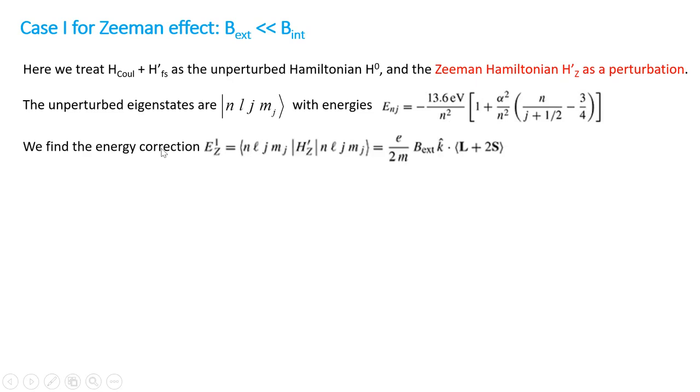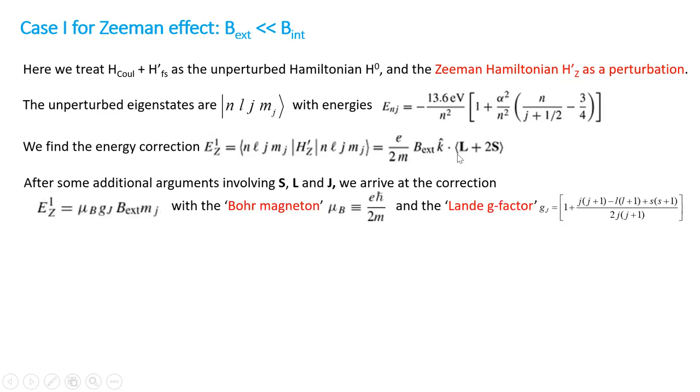So we can find the Zeeman energy correction by taking the expectation value of the Zeeman Hamiltonian, which we just recently looked at, involving e over 2m B dot (L plus 2S), in these unperturbed eigenstates. So we have e over 2m B external k hat dot the expectation value of (L plus 2S). And this k hat just means we're taking B external to be in the k hat, or the z direction. Okay, so this is our energy correction.